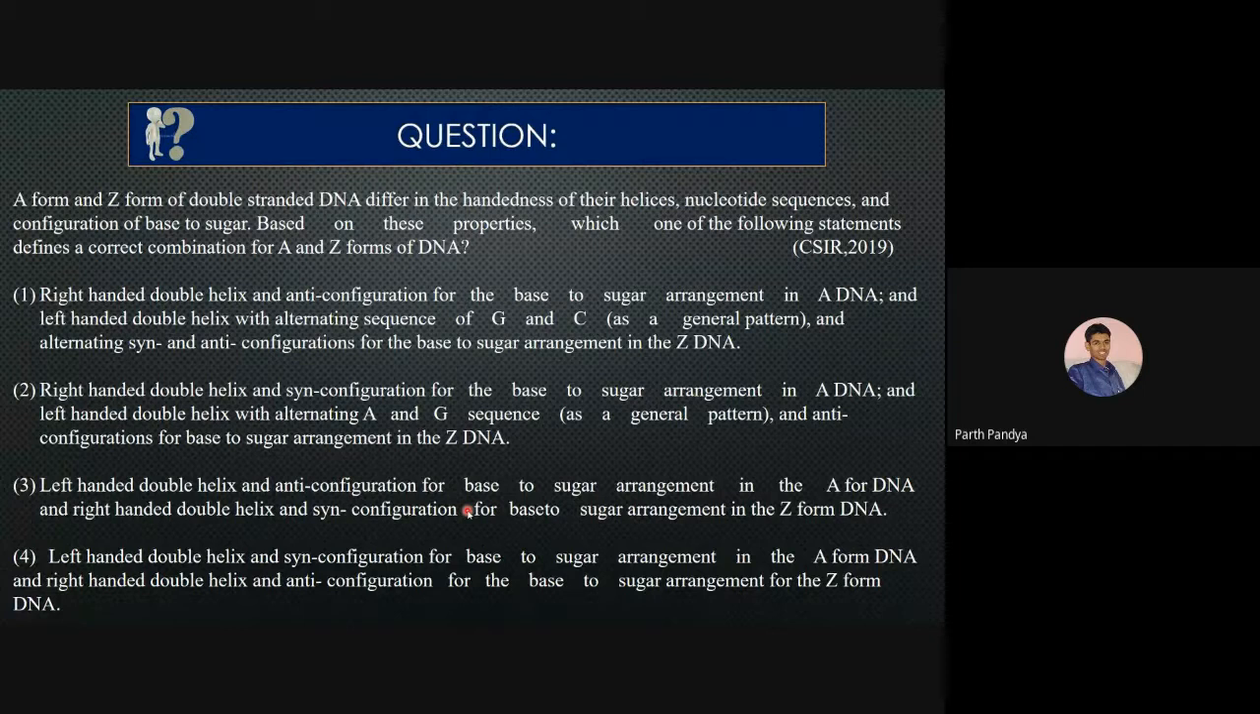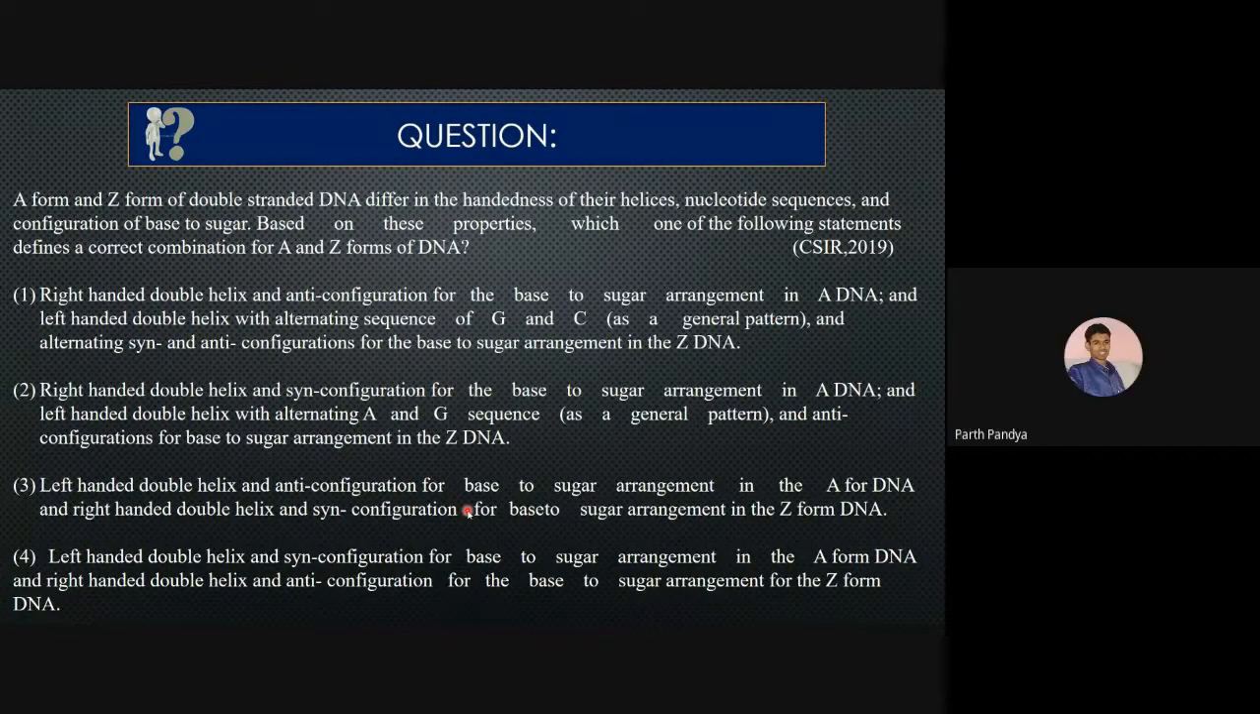The first one says right-handed double helix and anti-configuration for the base to sugar arrangement in A DNA, and left-handed double helix with alternating sequence of G and C as a general pattern, and alternating syn and anti-configuration for the base to sugar arrangement in the Z form. Right-handed double helix and syn configuration for the base to sugar arrangement in A DNA, and left-handed double helix with alternating A and G sequence and anti-configuration for the base to sugar arrangement in the Z form.